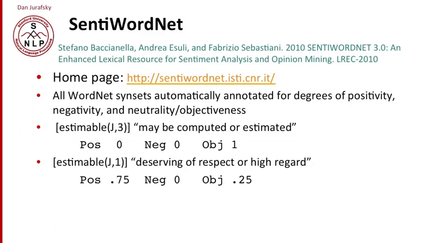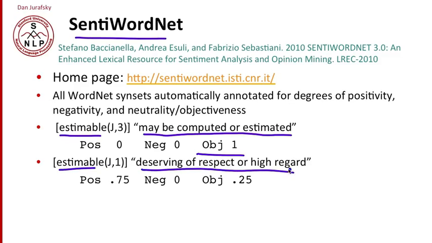Finally, we haven't talked about WordNet. We'll talk about WordNet later, but WordNet is an online thesaurus, and the entries in WordNet have also been labeled for their polarity. So, for example, the word estimable, meaning computed or estimated, is labeled as neither positive or negative, but objective in the SentiWordNet. But the word estimable, meaning deserving of respect or high regard, that's a mostly positive, although sometimes objective word. So we can see that each word gets a label for how positive, negative, or objective it is.